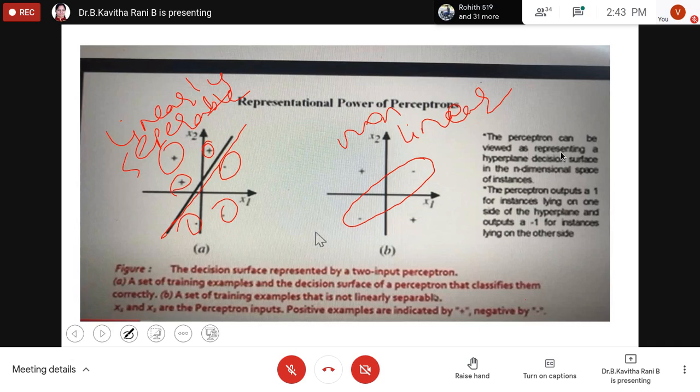So here the perceptron outputs 1 for instances lying on one side of the plane and outputs -1 for other instances. As I have told you, for your linear combination, if you are getting greater than 0, it is classified as 1. If you are getting less than 0, it is classified as -1.